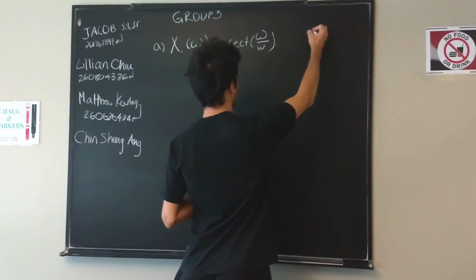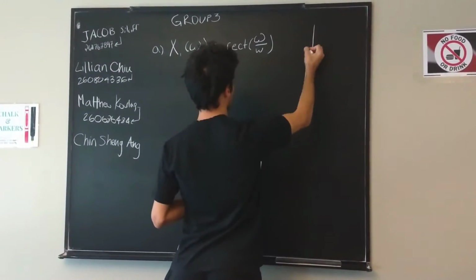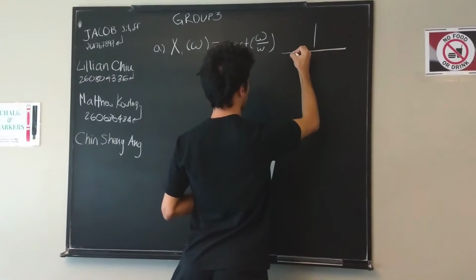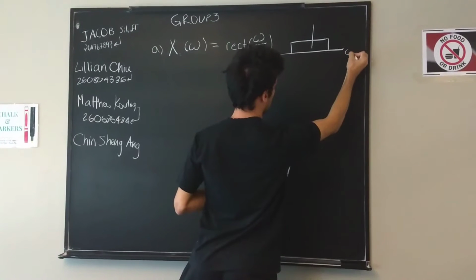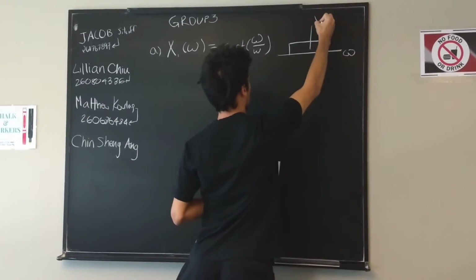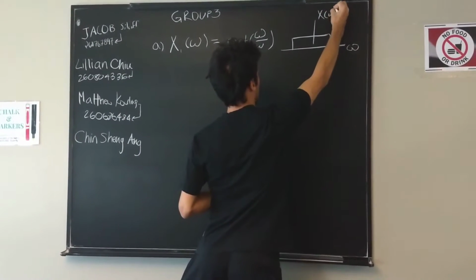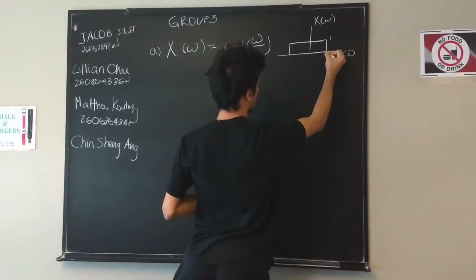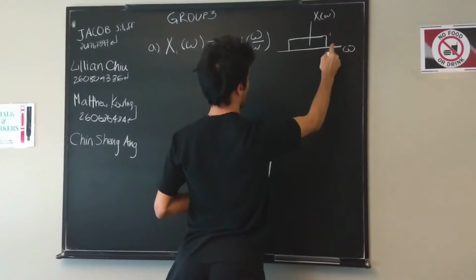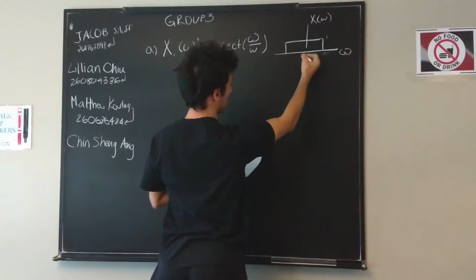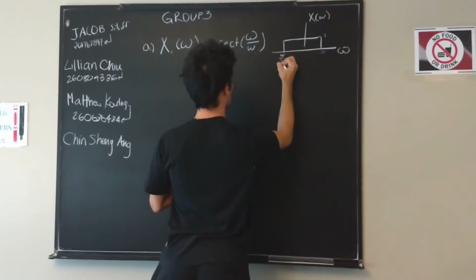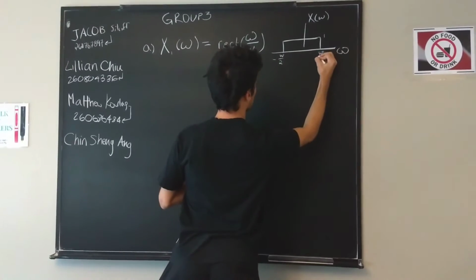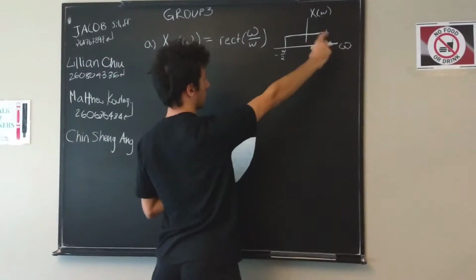So we know that the rectangular function of omega over some constant w looks like this, where on this axis is the frequency axis, and this is our X of omega. And this is 1, this is 0. And this is going to be w over 2, and this is w over 2. So we have a width of w and a height of 1.